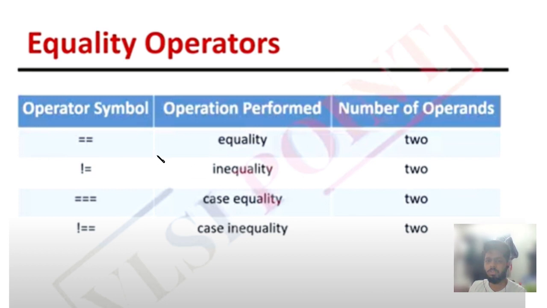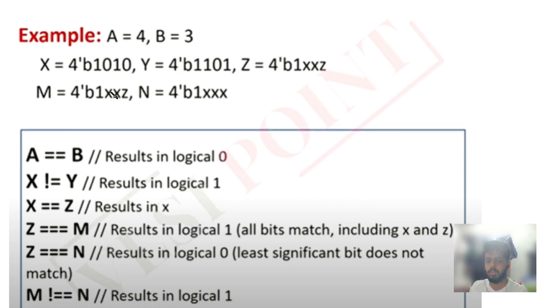Here is the table of 4 equality operators. Equality: the equality operation is performed between two operands. Inequality is performed between two operands. Case equality is performed between two operands, and case inequality is performed between two operands. Here are some examples. Let us see.